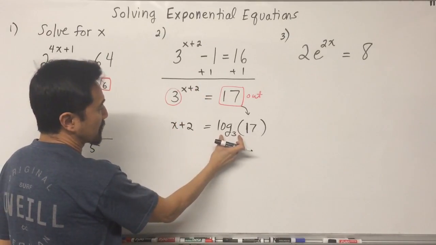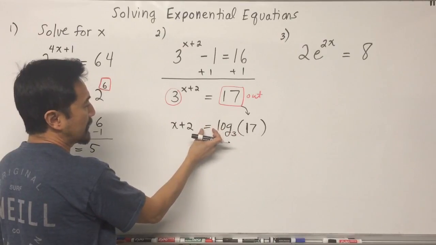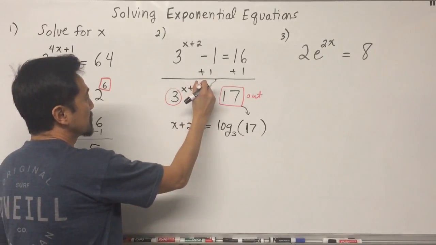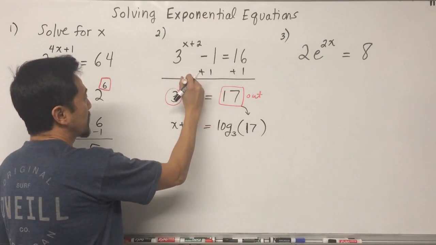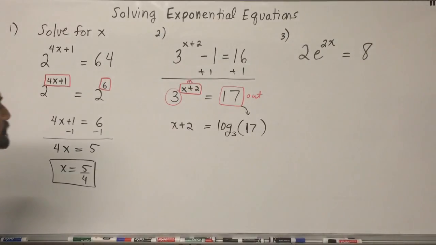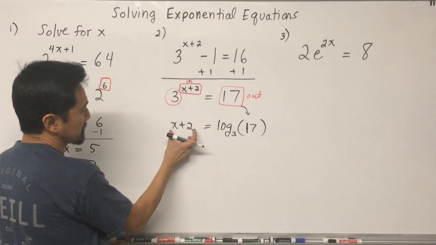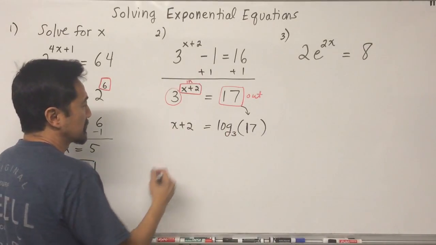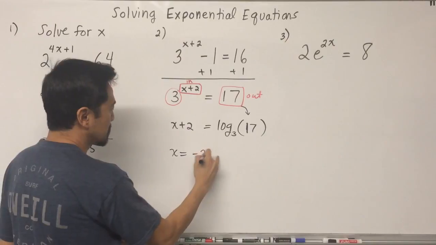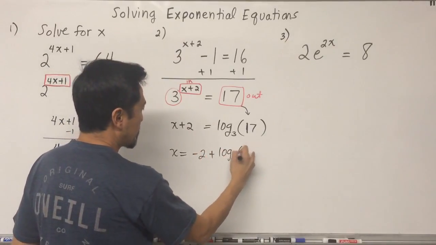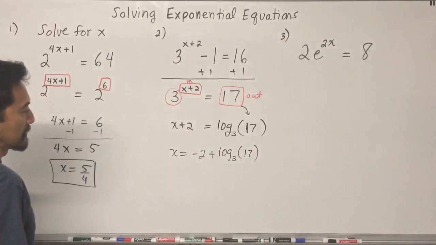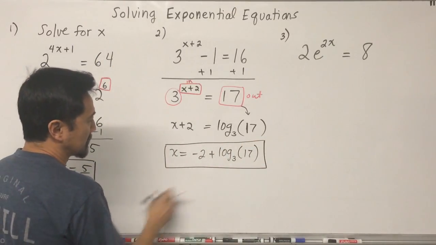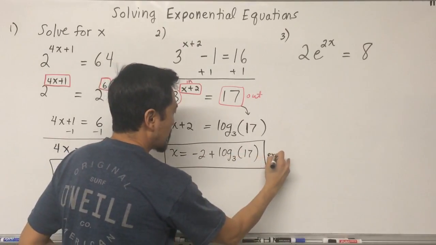Because remember that a log function is always producing outputs, which are exponents. And previously, this entire exponent was acting as an input. Okay. So now the entire x plus 2 is acting as an output for that log. And then we're going to subtract 2 from both sides. And this is our solution, okay, in its exact form.